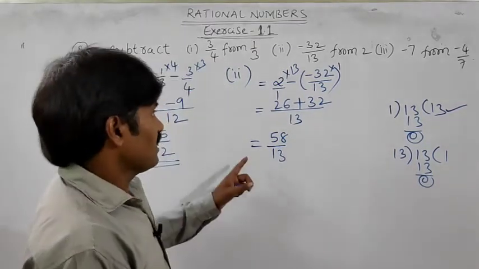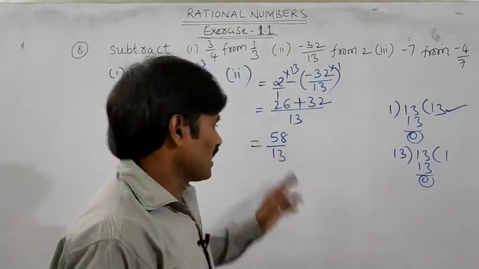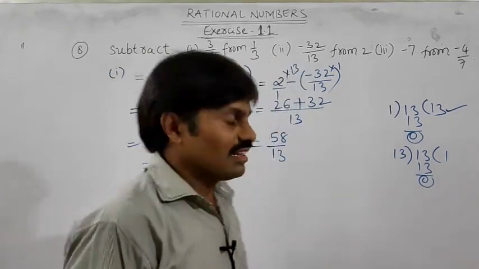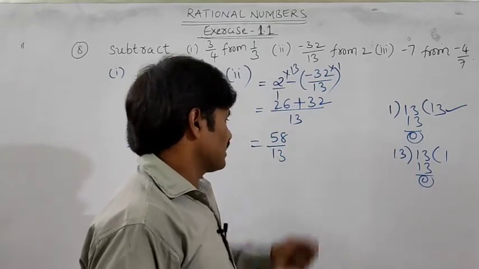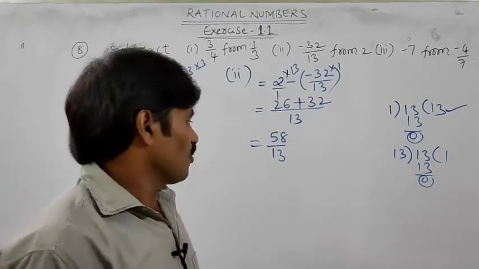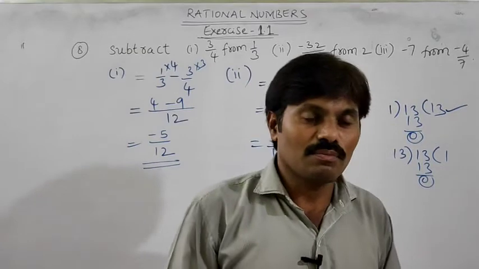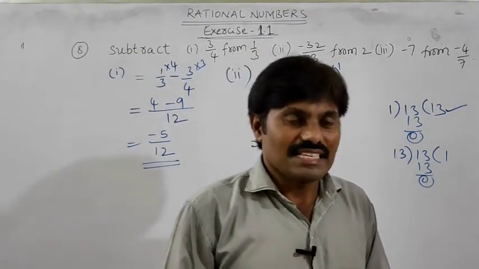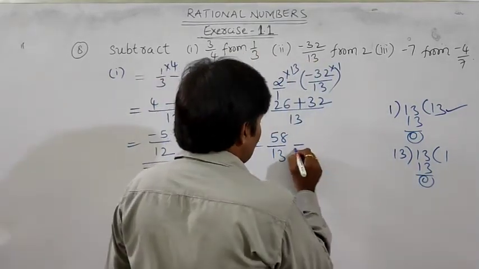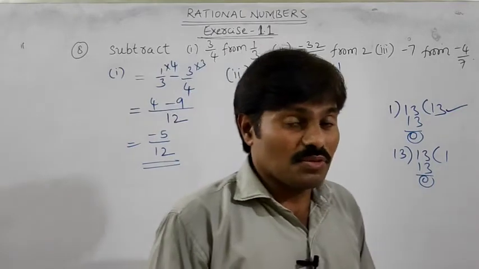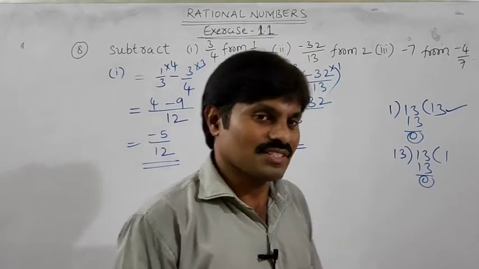If you want, we can write it in mixed fraction also. Which type of fraction is it? Since the numerator is greater than the denominator, and also if you divide 58 by 13, 13 4s are 52, so 4 point something. That means it is more than 1. If the value of a fraction is more than 1, such a fraction is called an improper fraction. We can convert improper fractions to mixed fractions.